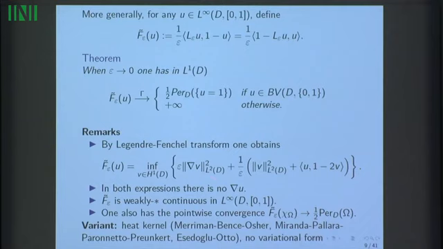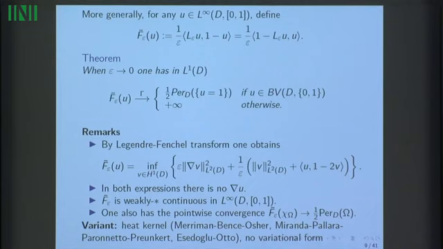Another thing is, of course it was the goal, you have no gradient of u. Here you have the gradient of v, but not of u. You have some weak star continuity property to have existence of a minimizer for epsilon fixed. And what is important, and what is also new, is that you have pointwise convergence to the perimeter. So this is quite nice.